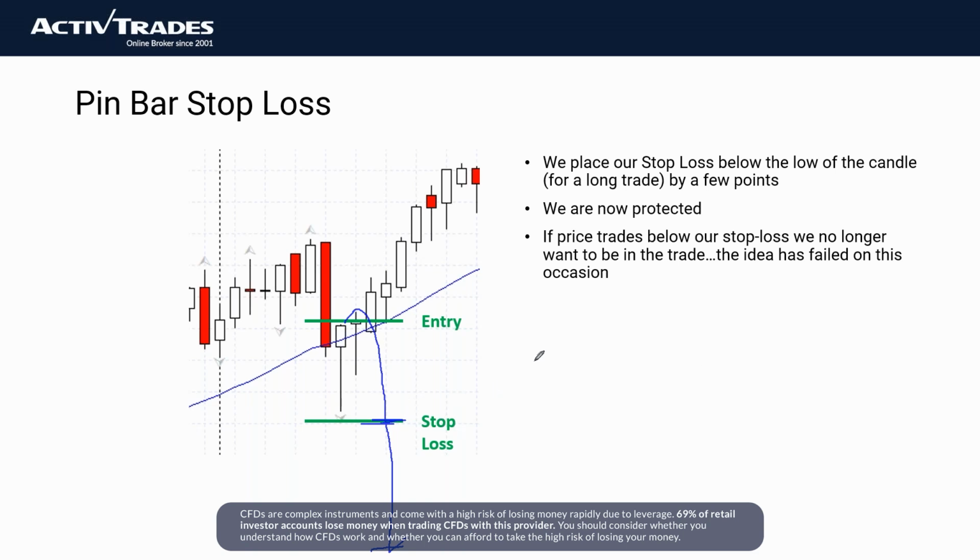And a stop loss helps us do that. If price trades below our stop loss, we no longer want to be in the trade. Our idea has failed on that occasion, and that's okay. That is good risk management. You've identified your trade, you planned your trade, you plan your trade, manage your risk. It's one of the three things that you are in control of with your trading, so it's important for you to take on board and operate with.